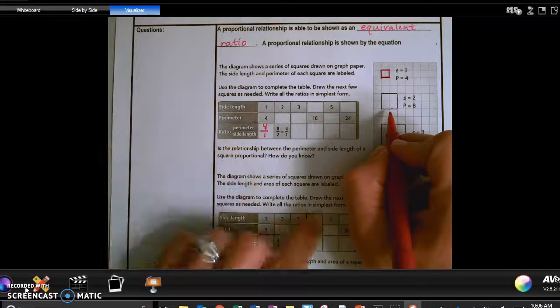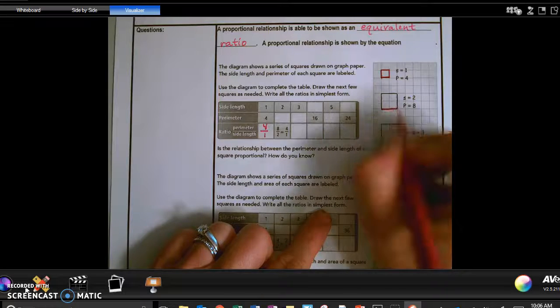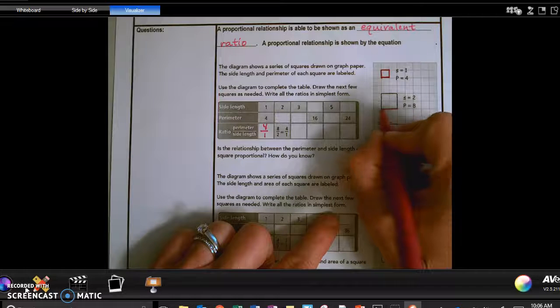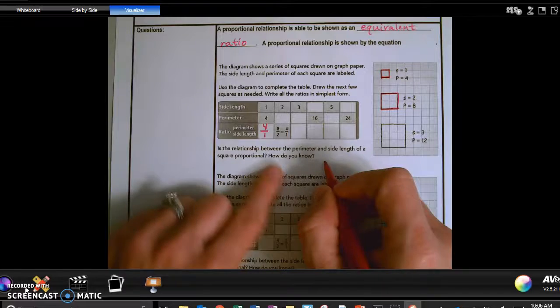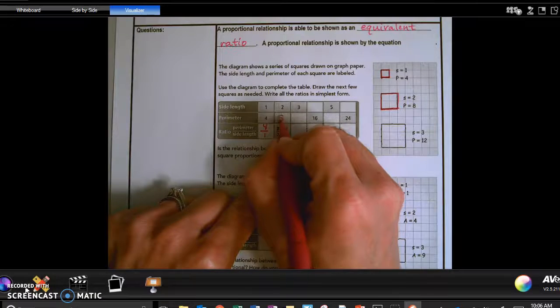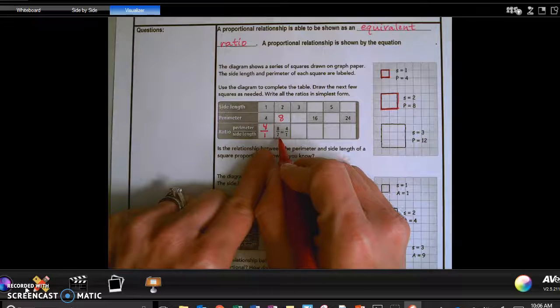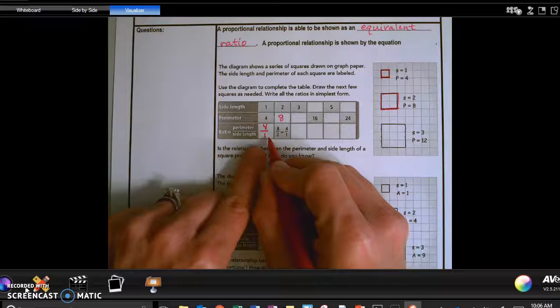Let's check out our second square. This time we have a side length of 2. 2 units on every side, so the perimeter would be 2, 4, 6, 8. So as my side length is 2, my perimeter is 8. If I write that as a ratio of perimeter to side length, it's 8 to 2, which notice we can reduce to 4 over 1, which gets us back to our initial ratio.